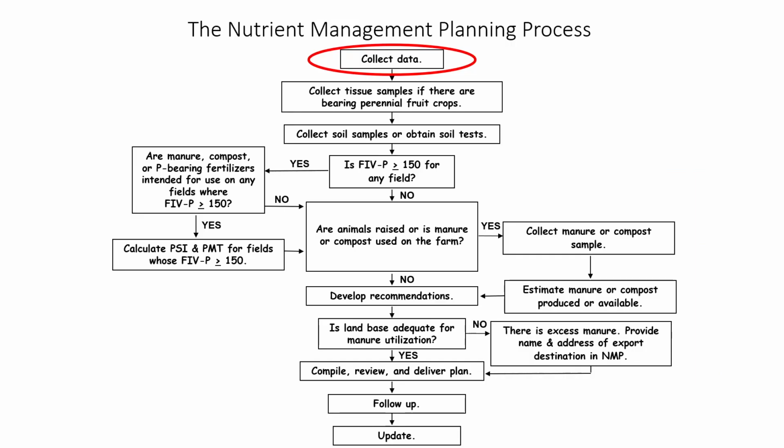All right, so we have kind of this flow chart that we follow, which outlines broadly the nutrient management planning process. And you can see the first step, which is often the most critical step, is collecting data. The quality of the data you collect is going to dictate the quality of the recommendations that you can create and give to people.